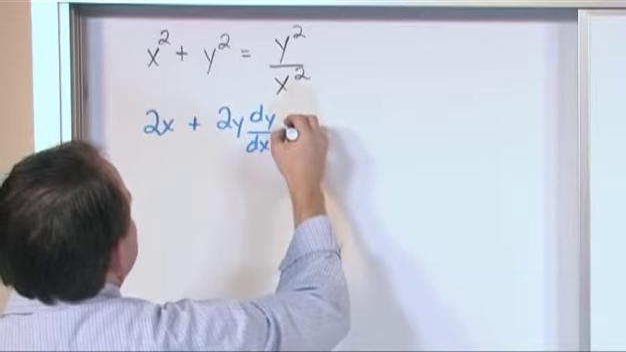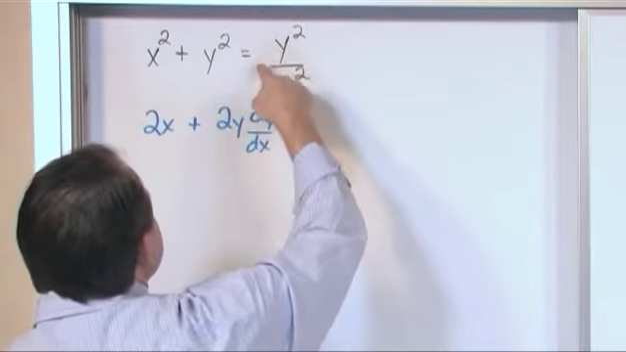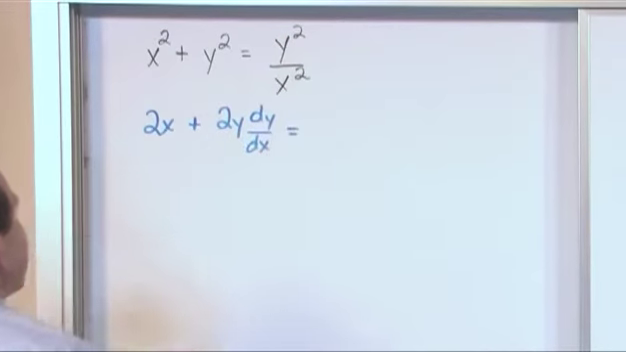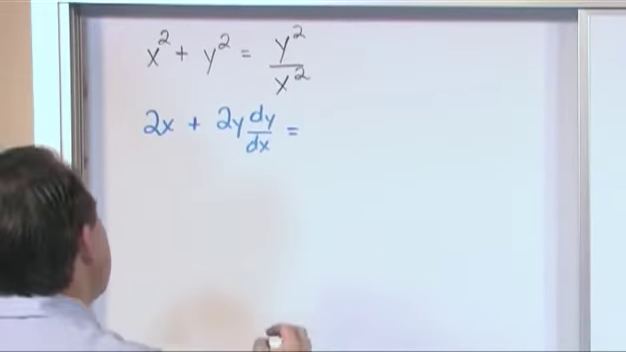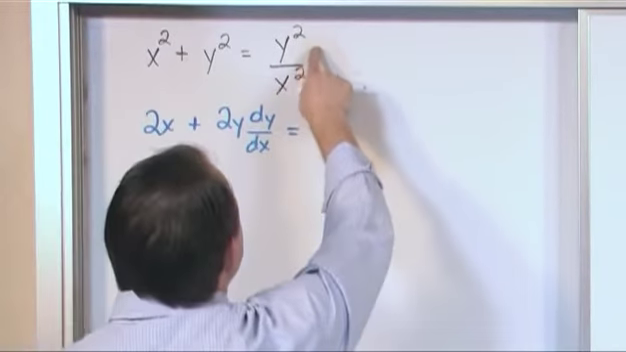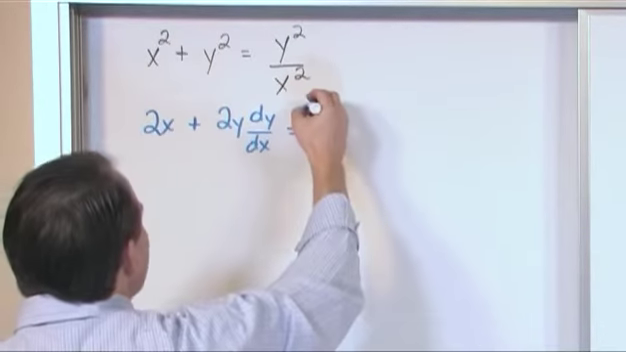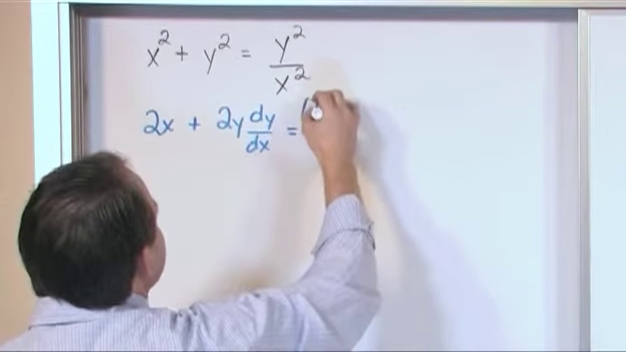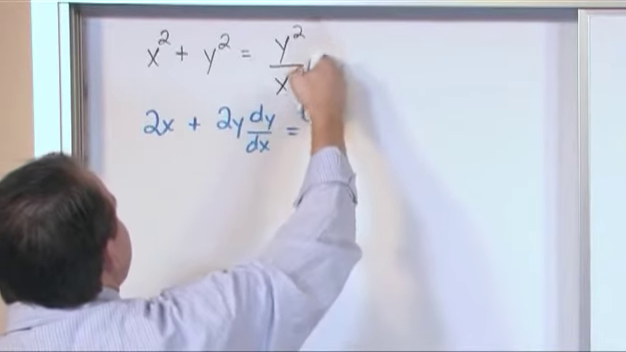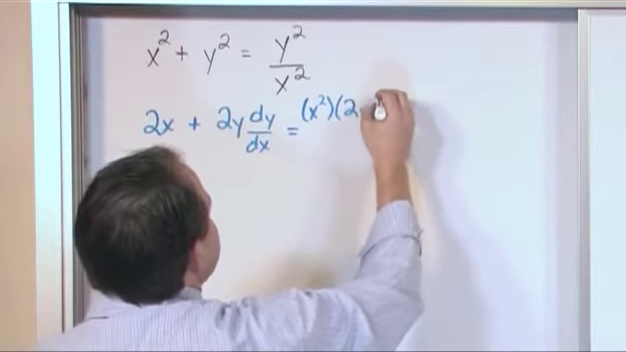Okay, and then on the right-hand side, we have a quotient: y squared over x squared. So we need to take the derivative of this entire thing, but this is a division going on here, so we need to use the quotient rule. What we're going to do is bottom times the derivative of the top, minus the top times the derivative of the bottom, over the bottom squared. So we have the bottom times the derivative of the top. What is the derivative of y squared? It would be 2y dy dx.